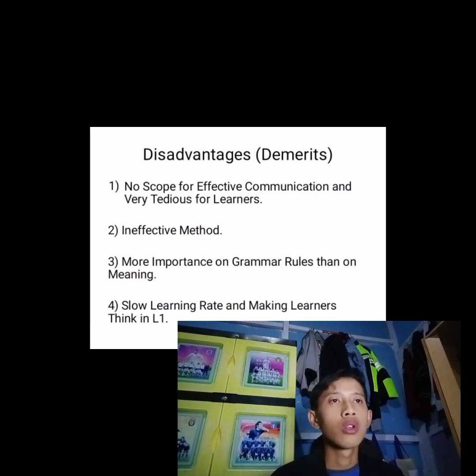4. Slow learning rate and making learners think in L1. It doesn't give pattern practice. A person can learn a language only when he internalizes patterns to the extent that they form his habit. But the grammar translation method doesn't provide any such practice to the learner of a language. It rather attempts to teach language through rules and not by use.